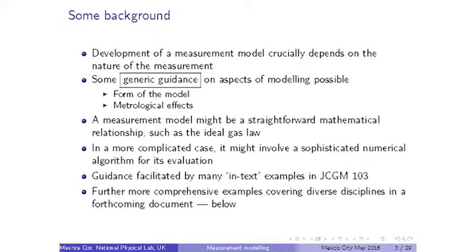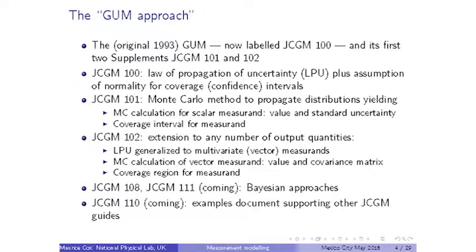JCGM 103, the document we're developing, gives guidance, and this guidance is helped by including many examples, some simple, some more complicated. Further, more complicated examples are going to be given in a forthcoming document, and I'll say a little bit about that later. To emphasize what I said yesterday, the original GUM was published in 1993. It's now labeled JCGM 100, and its first two supplements were 101 and 102. 101 concerned Monte Carlo methods for a single measurand, a single output quantity. 102 is for multiple measurands, and also a generalization of the law of propagation of uncertainty for multiple measurands, for implicit models, and for models involving complex quantities.